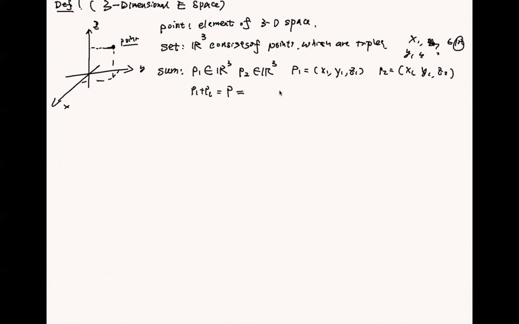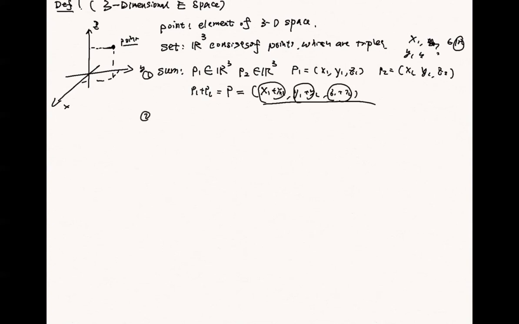So point one plus point two is just the sum of each coordinate. It will be x1 plus x2, y1 plus y2, z1 plus z2. Each of these is just a sum of real numbers. Because we know the operation on real numbers, we can define the operation of sum in this way in the Euclidean space. So this is operation one.